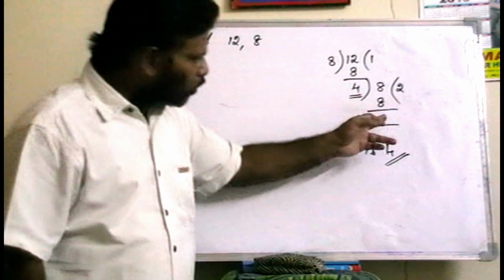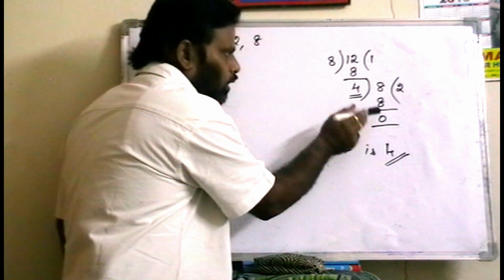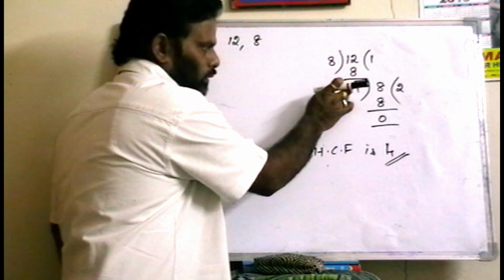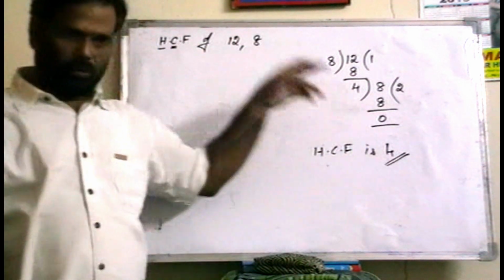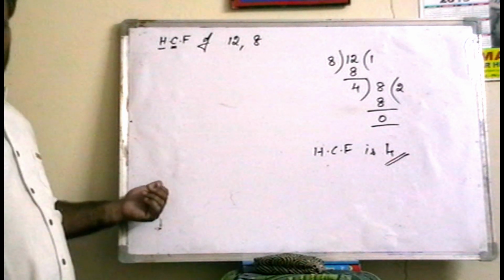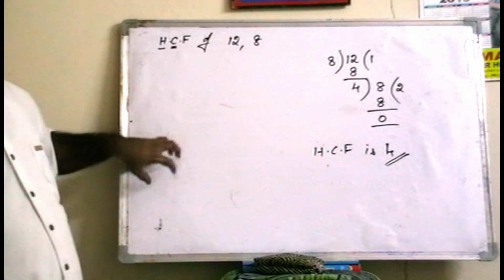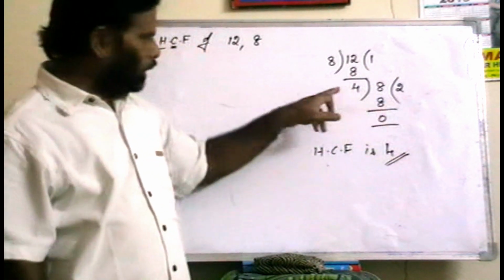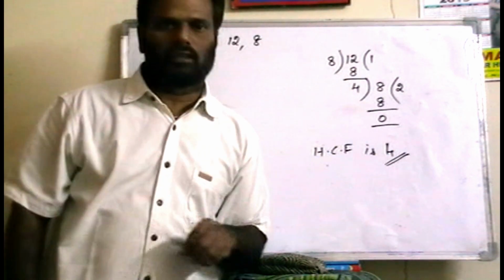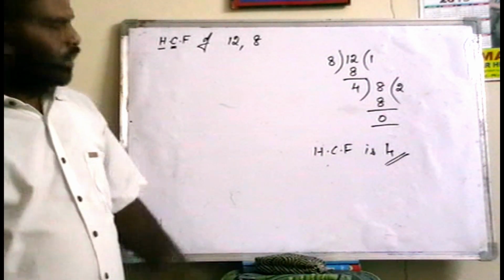At the time of remainder 0, whatever the divisor is there, that divisor is the HCF, highest common factor. In the previous case also, by using the factors of 8 and 12, we also got the highest common factor as 4 only. Now in the division method also, we get the HCF as 4. That means this is called the division method.